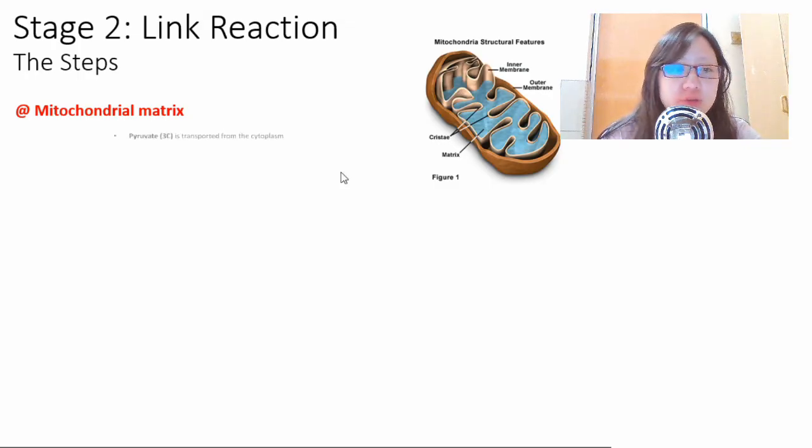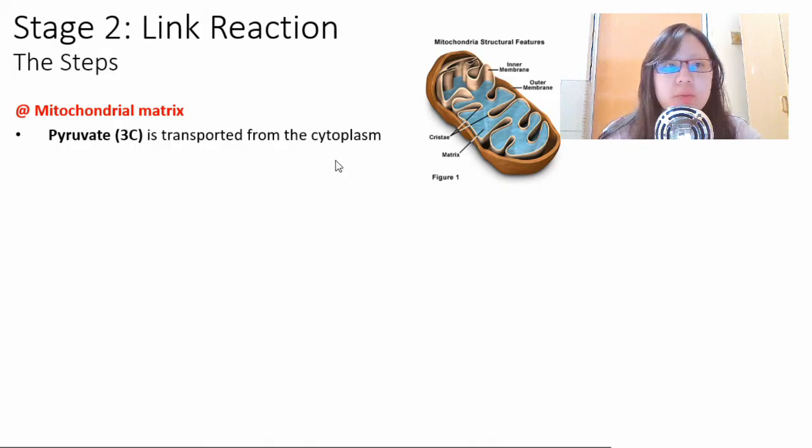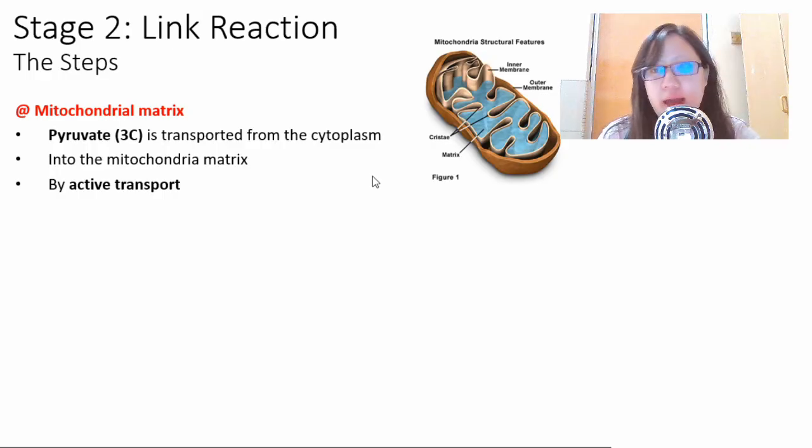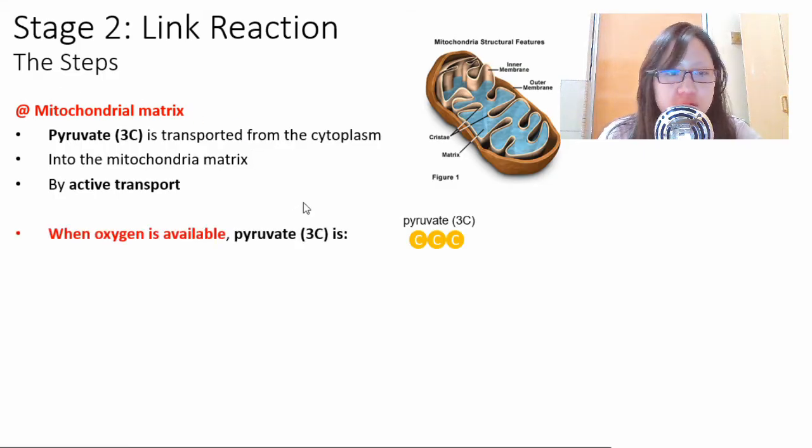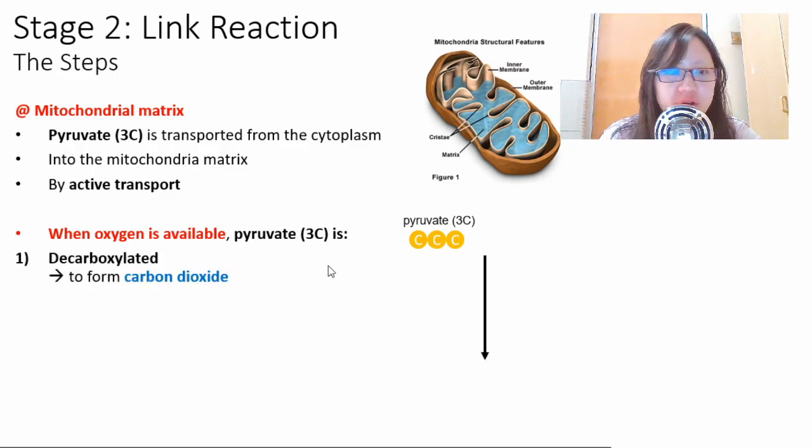Stage 2, the link reaction. These are the steps for the link reaction. It occurs at the mitochondrial matrix. That's important to know. So pyruvate, which is formed through glycolysis, has to be transported from the cytoplasm into the mitochondrial matrix. This is an active process. It requires active transport. Once it's in the matrix and oxygen is available, pyruvate is then converted. How? It's decarboxylated, so carbon dioxide gets out.